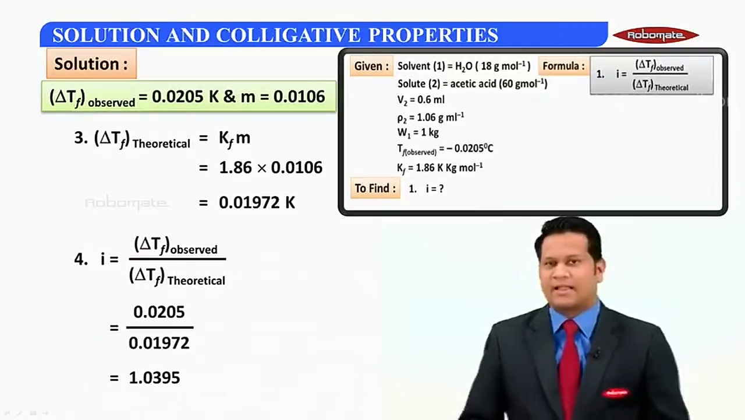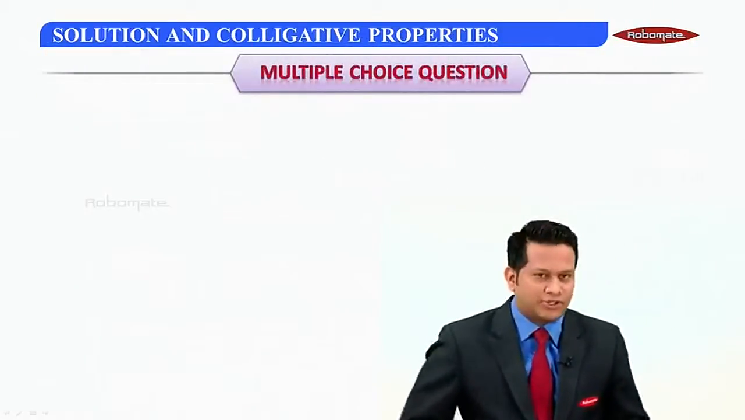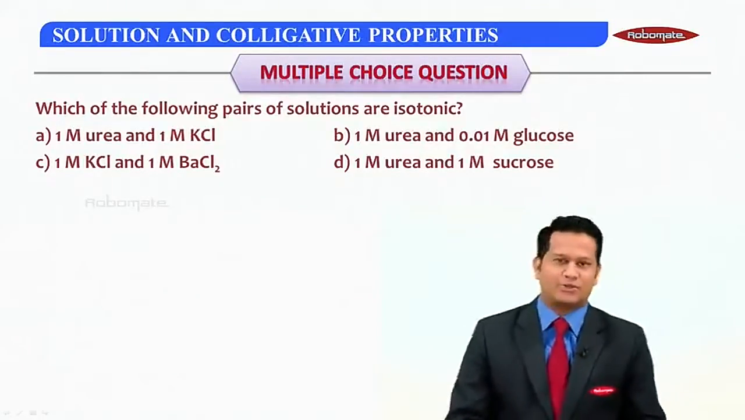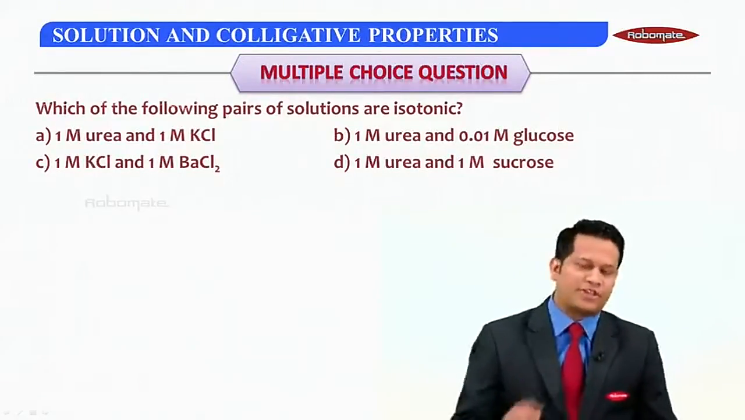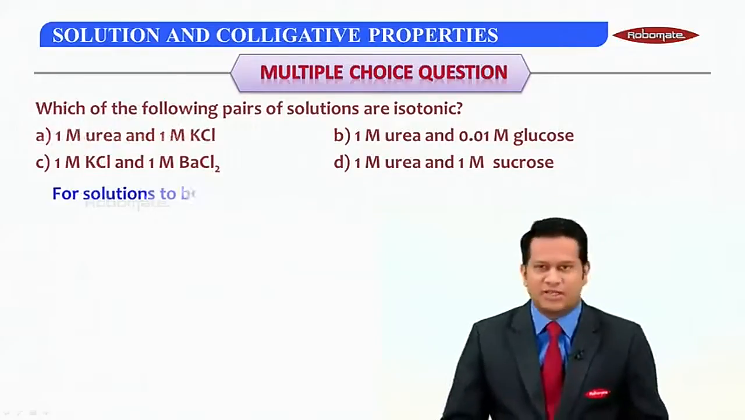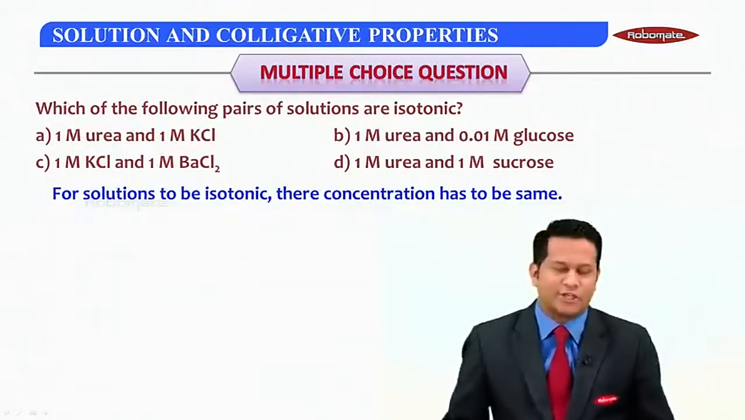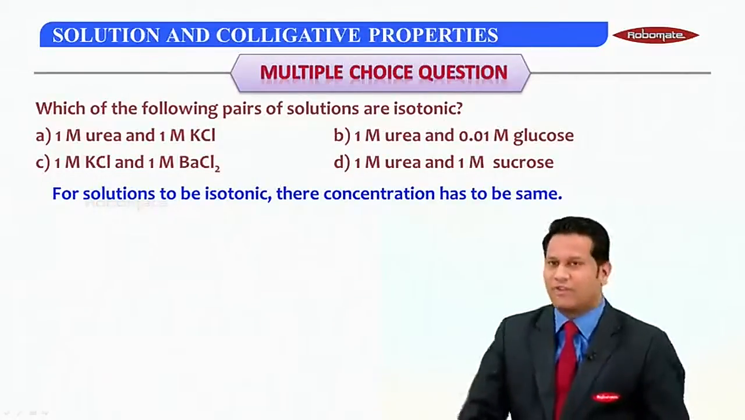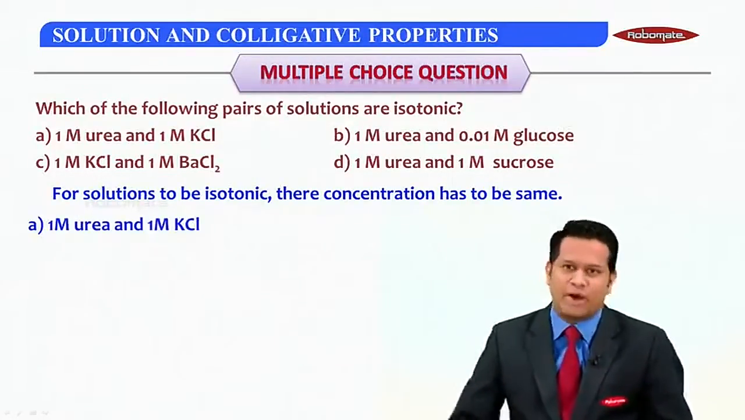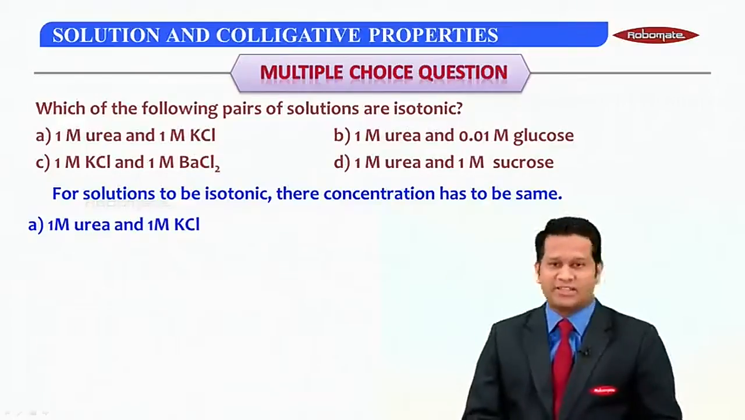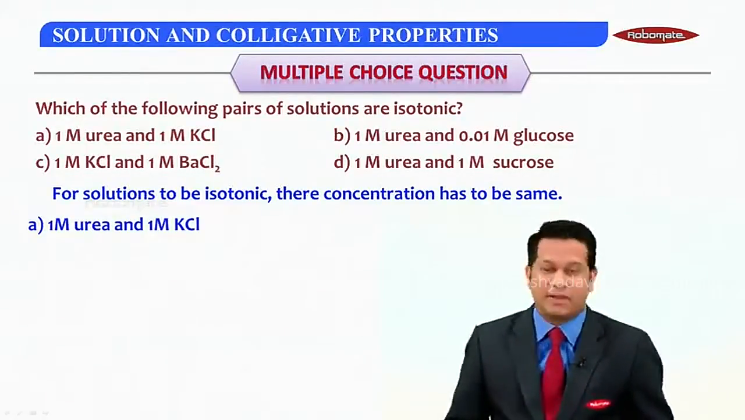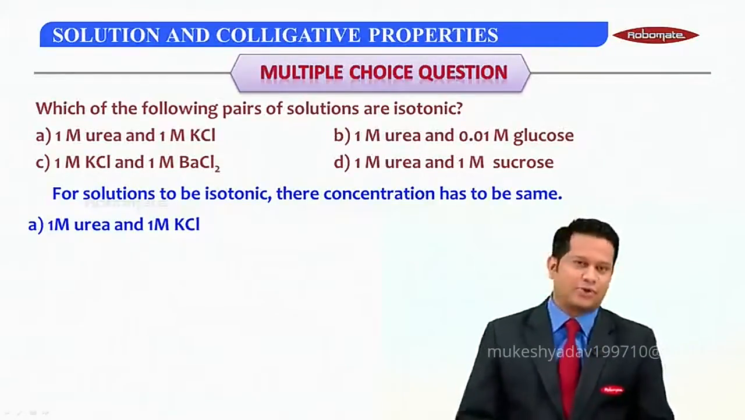Let's take some multiple choice question. The first one, which of the following pair of solutions are isotonic? So there are 4 options and 4 pair of solution given to us. Now the condition is that for a solution to be isotonic, their concentration has to be same. So if I take option A, which is 1 molar urea and 1 molar KCl, you might wonder that both of them have the same concentration, but they are not isotonic.